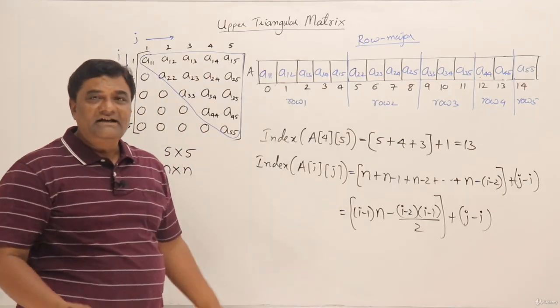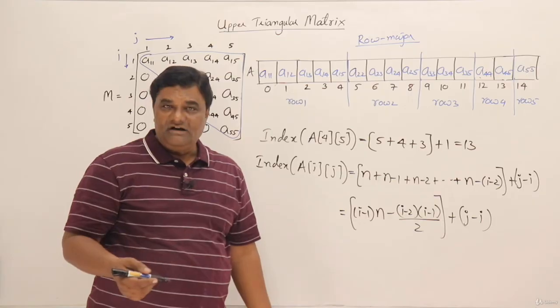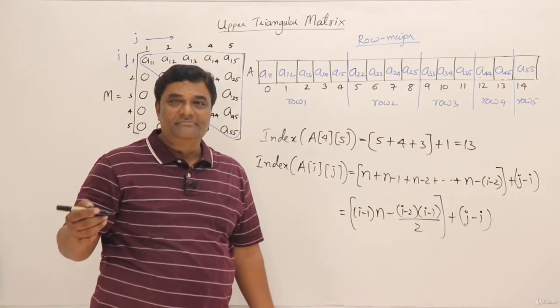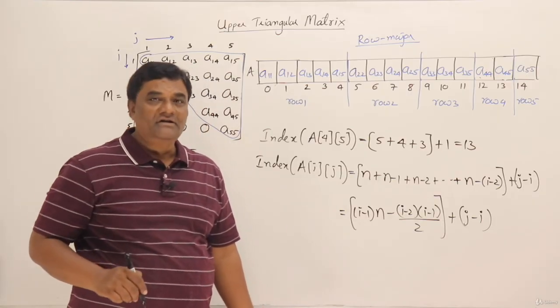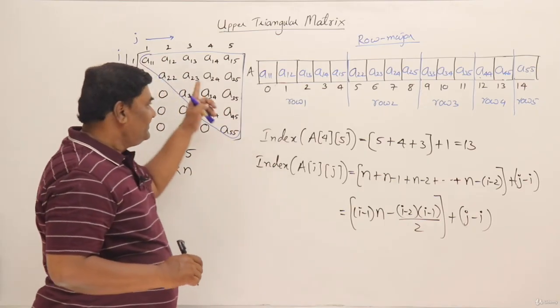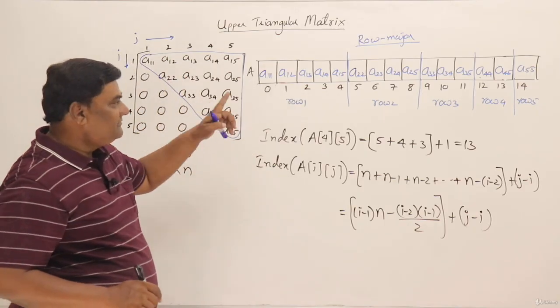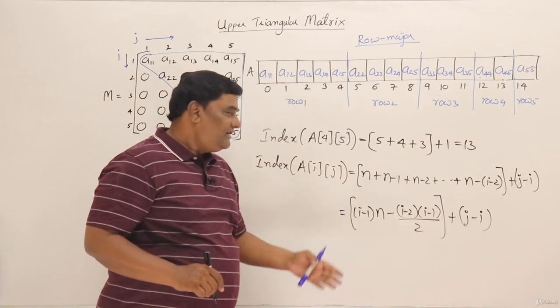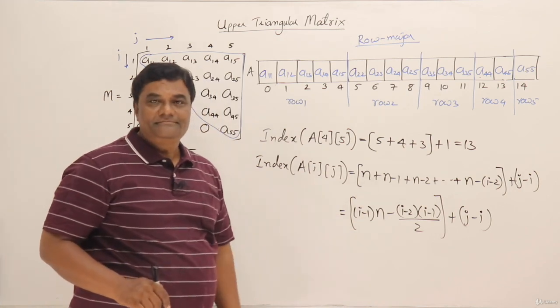These formulas I'll be using in the program afterwards. Once we finish the matrices, I will show you the program. Now let us look at the column major mapping of this one. We'll store the elements column by column in a single dimension array, then we come up with some formula.